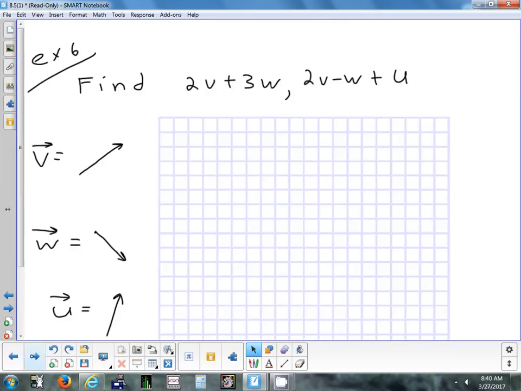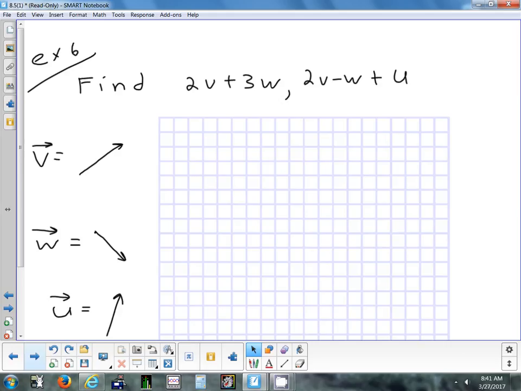All right, so now we can kind of take that idea. Let's just do one of those. Do you guys want to try the first one or the second one? First one? All right, so 2v plus 3w. What would I do first there to figure this out? Kind of want to break it down into steps. Yeah, let's make 2v first.